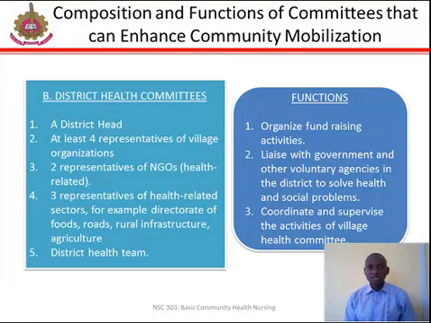Another committee is the district health committee. This consists of a district head, then at least 4 representatives of village organizations, 2 representatives of health-related non-governmental organizations, and 3 representatives of health-related sectors, for example, the directorate of foods, roads, rural infrastructure, and the agricultural district health team. Their function is to organize fundraising activities, to liaise with government and other voluntary agencies in the district to solve health and social problems, and to coordinate and supervise the activities of the village health committee.